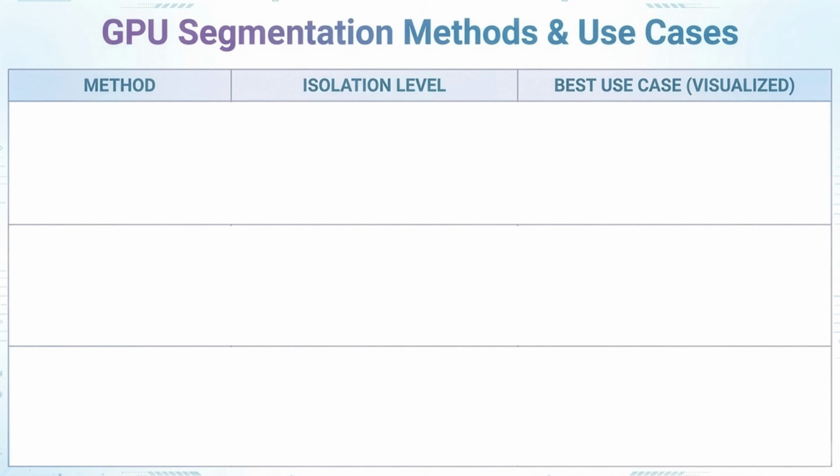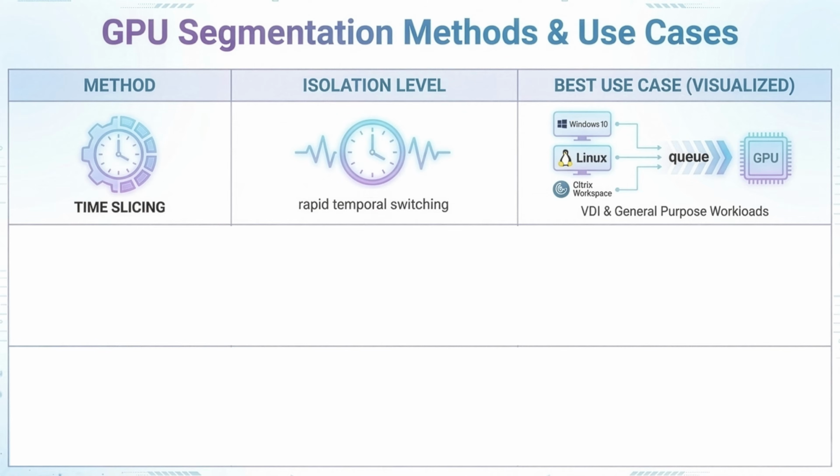Before we dive into the how, we need to talk about what. NVIDIA offers 3 main ways to segment a GPU. First is time slicing, which is what my M10 uses. It shares the GPU by switching between tasks very fast. Think of it like a chef cooking 4 meals by jumping between pans.